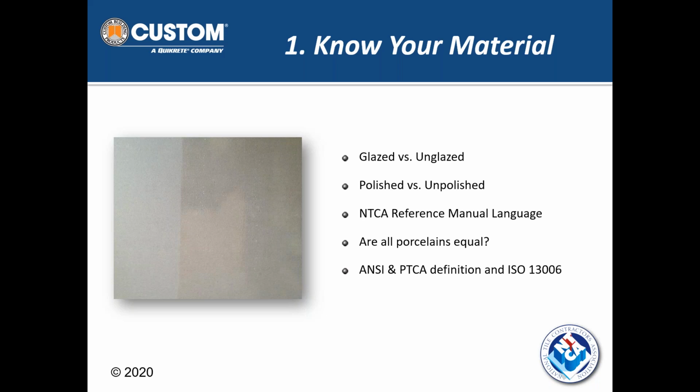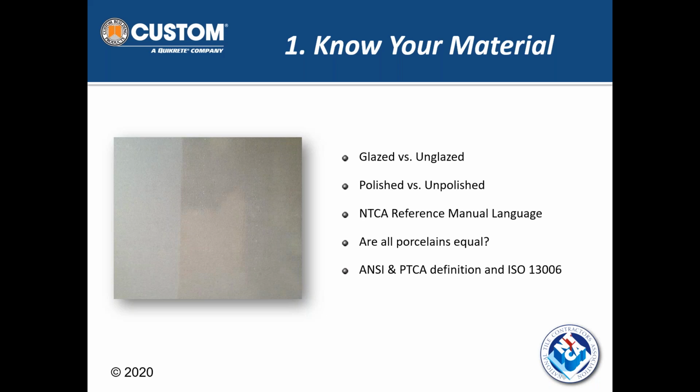So ANSI, the Porcelain Tile Certification Agency, the PTCA, and ISO 13006 all define porcelain. They have a definition, and one of the key designations is an absorption rate of 0.5% or less to be considered a true porcelain tile. Now, even having said that, does that mean if it's 0.5%, or let's say 0.3%, that it won't stain? That does not mean that. There's a lot of things that go into it, which we'll talk about in a second with different materials.